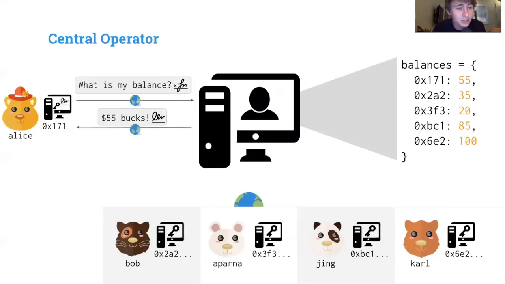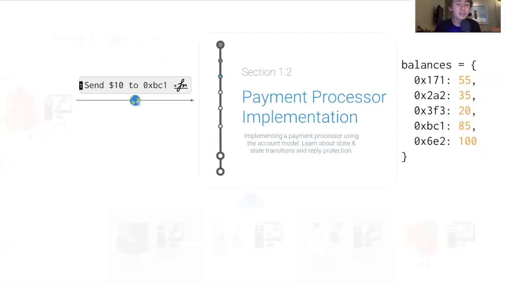And Alice is going to actually check the signature to make sure that the message that she received wasn't from some rando. It was actually from the central payment processor, the only person whose opinion really matters in this case, because we're centralized. So now Alice is going to send her first real transaction. This is the first transaction that updates balances. We're going to talk about how transactions look, and what the state is, all of these kinds of details in section 1.2, where we go over the payment processor implementation.